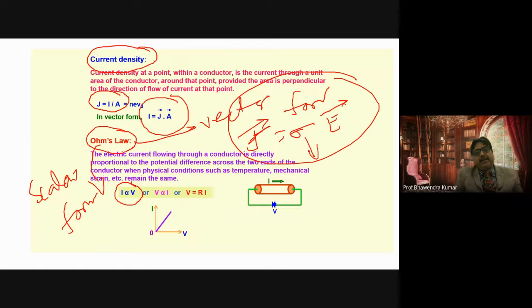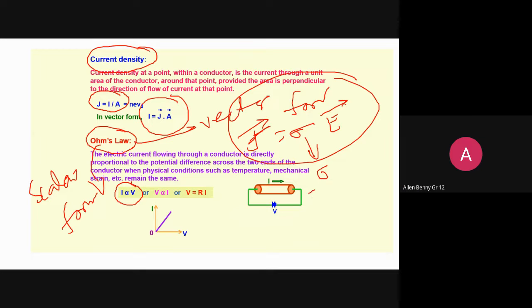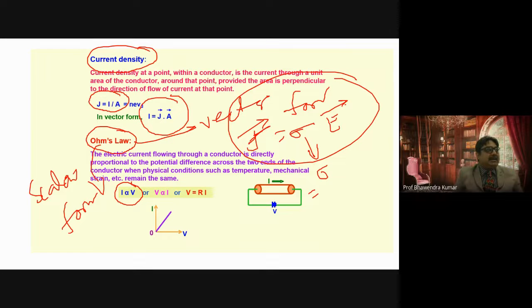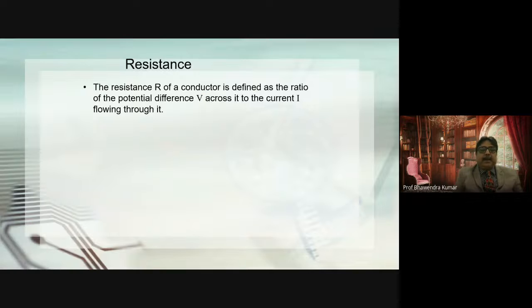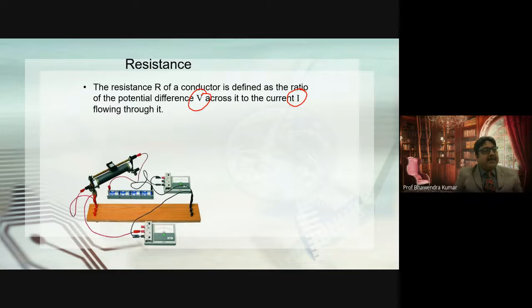Okay, what is sigma? Sigma is called the conductivity, reciprocal of resistivity, 1 by rho. Is that clear? Okay. And I hope you understand there is a term called R over here. R is known as the resistance. And the resistance is defined as the ratio of the potential difference, that is V, and the current, that is I. And this is the experimental setup.